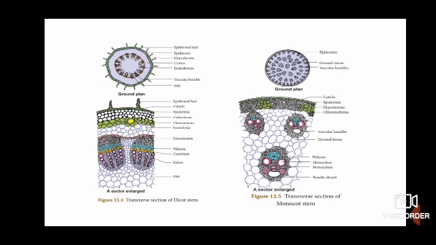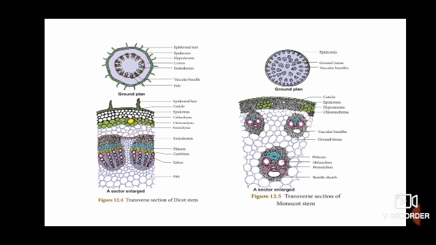Cambium is vascular meristem and occurs in between xylem and phloem. It is also known as intrafascicular cambium. Fascicle means bundle. Within the bundle, the cambium is present, so it is called as intrafascicular cambium. These cells are rectangular in shape and arranged in 3 to 4 layers.